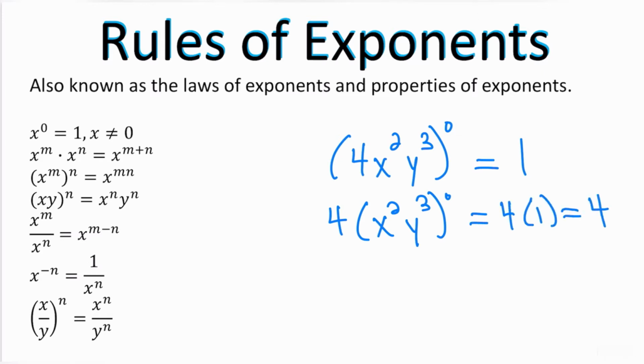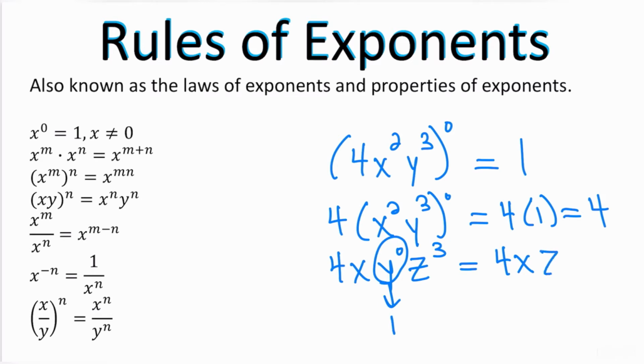equal to 4. Sometimes you have something like 4x y to the 0 z to the 3rd power. Well, I'm going to be left with 4x. y to the 0 power is just 1. So basically it just becomes 4x z cubed. So that's how some of these problems look.